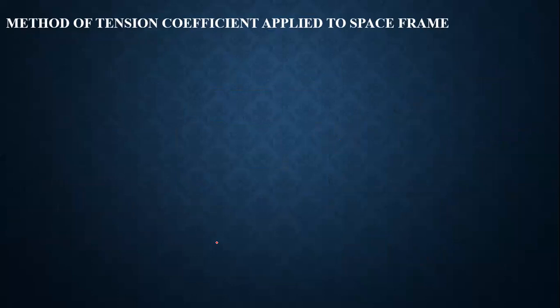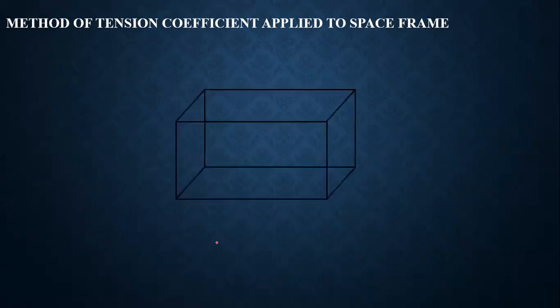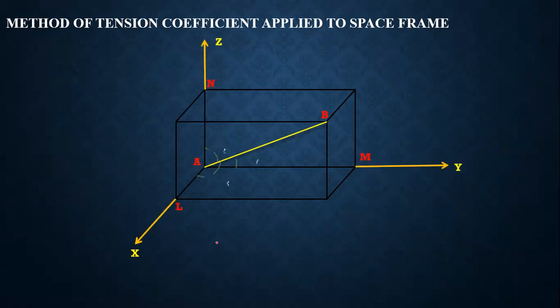Now the method of tension coefficient is applied to the space frame. For the space frame, we have to use a 3D figure for the analysis purpose. For this, we use a cuboid. In this, we choose member AB, of course, in direction X, Y, and Z, and we choose this line AB inclined at the angles theta X, theta Y, and theta Z.